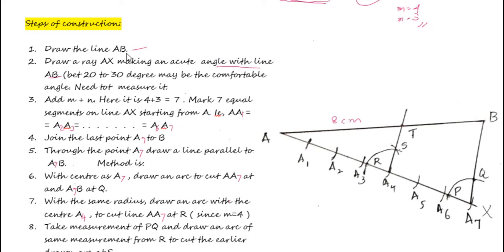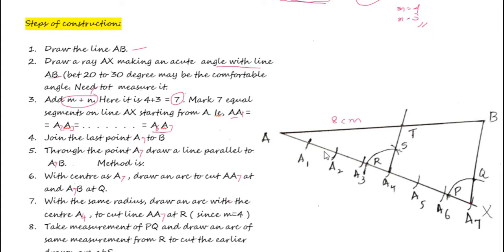How many points? That is decided by m plus n. Here m is 4, n is 3, so m plus n is 7. So you need to mark 7 points on this line, A1, A2, A3, which are equidistant. That means length of A A1 equal to A1A2 or A2A3, like that equal to A6A7. Once you have marked all these points, join the last point, that is A7, to B. So this line is A7B.